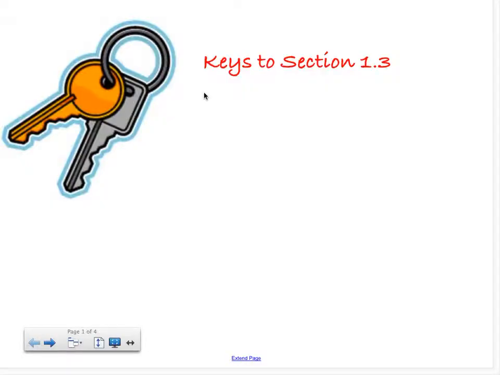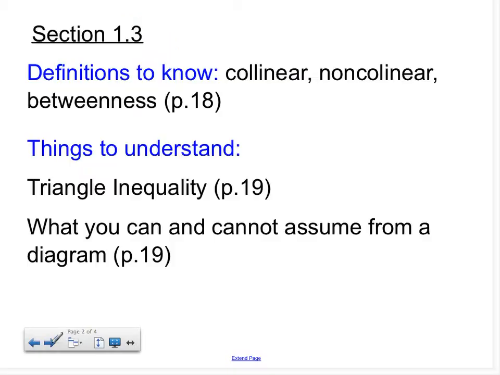Welcome to this video, which is giving you just an overview of some of the keys to section 1.3. As you've read in this section, and I'm hoping you've already read this section, some important definitions that you need to know are collinear, non-collinear, and betweenness. Those are on page 18.